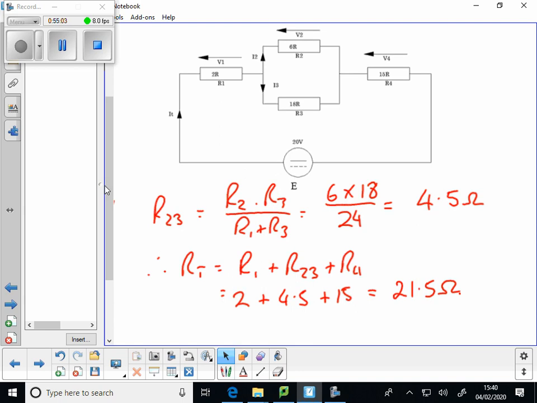One thing I like to encourage you to do is write on things that you've found out. So this R23 is 4.5 ohms. Yeah. RT is 21.5.